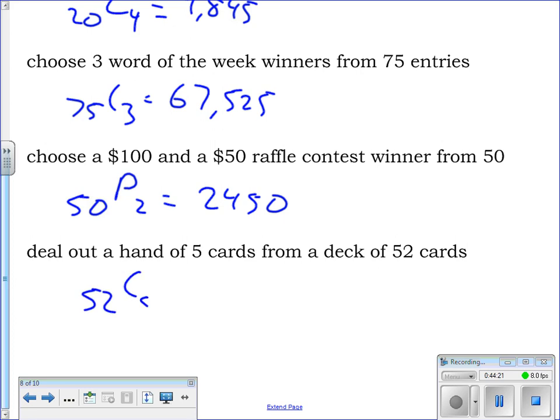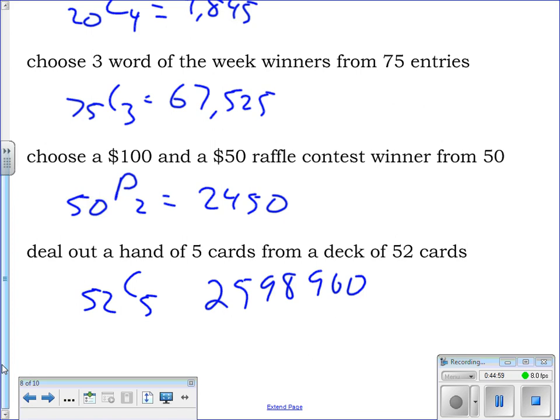Yeah. 52 cards, choosing five at a time. I actually did not confuse this one. Do it. See what you get. 2,598,960. It should not be pink. Oh, wait, really? Order does not matter. Oh. 2 million what? 2,598,960. Is that what you got? That sounds about right. So, odds. This is how many different possible combinations.